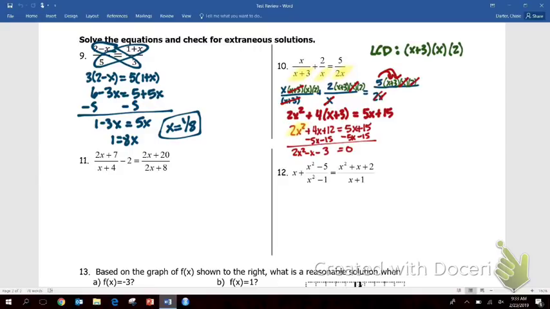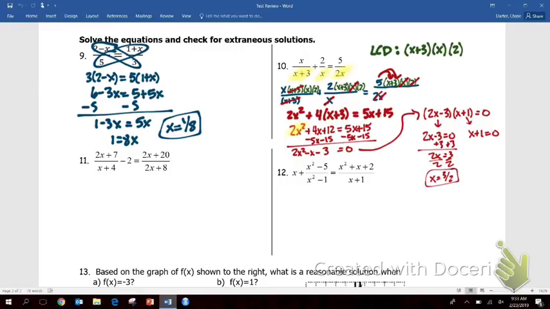So I need to factor this out to solve it. So we know we need to factor it. So after I factor the quadratic equation, I get 2x minus 3 and x plus 1. And then to actually solve this out, I need to set both of these equal to 0. And we get x equals 3 over 2. And x equals negative 1.